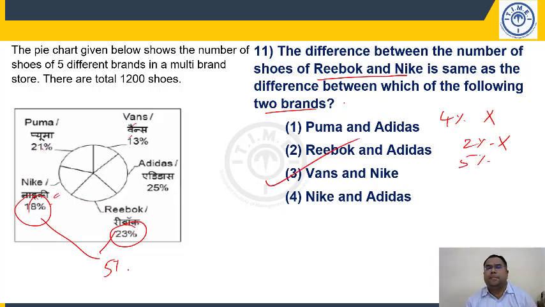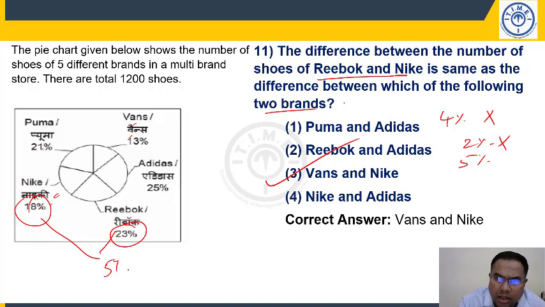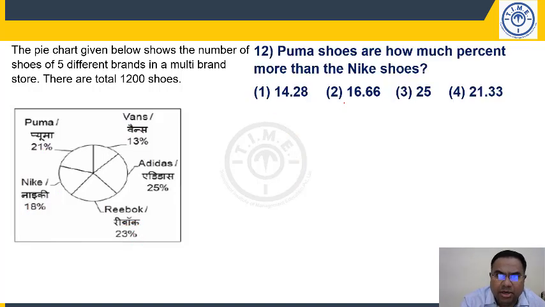Third. So the difference between Reebok and Nike is the same as the difference between which two brands. Reebok and Nike it is 5%. So whichever two brands you have a difference of 5%, that should be your answer. Third option, Vans and Nike.